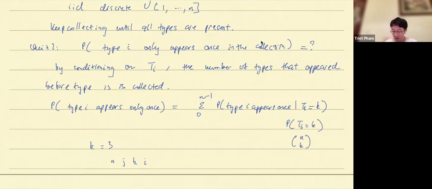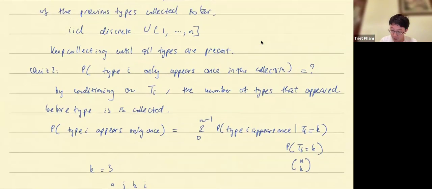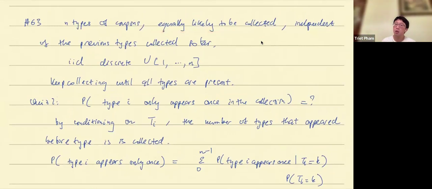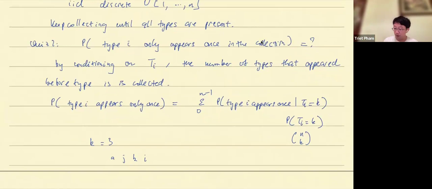Well, notice that among these 4 types, they're equally likely to take on any order. Meaning type I can be here, here, here, or here, with probability 1/4 each, because they're all symmetric. All these coupons are equally likely to be collected uniformly, independently. So in this order, type I will show up last. That's what it means for so many types to appear before I is collected. But type I showing up last, or in any other position among these k+1 types, are equally likely. Therefore, this is 1/(k+1).